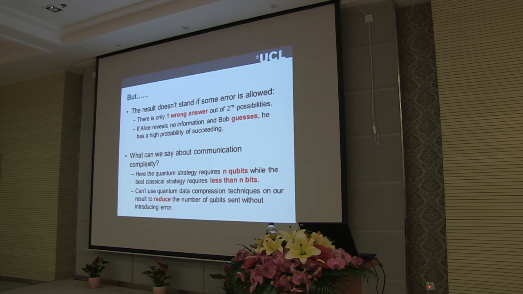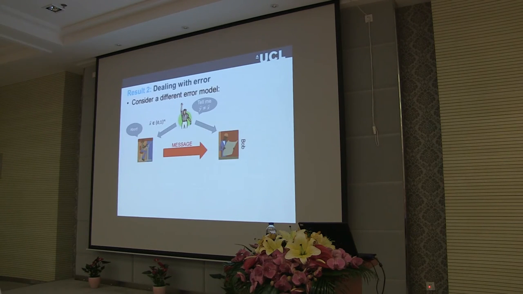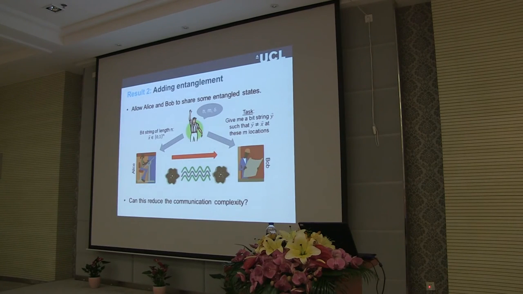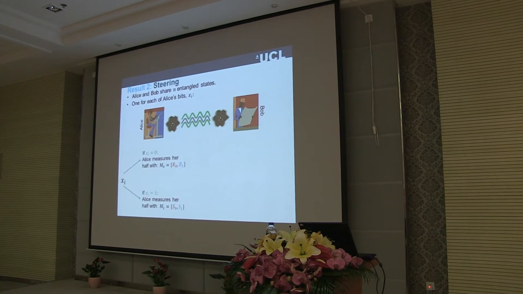All right, so let's now go to the other result about communication. As I said, we consider a slightly different model where we allow Alice to abort with probability delta. Classically, one can argue that for any constant delta, the communication still needed is omega of n. Now quantumly, our intention, because in our earlier protocol the communication was large, it was n, is to reduce communication.